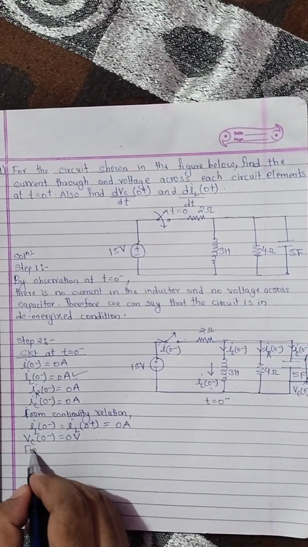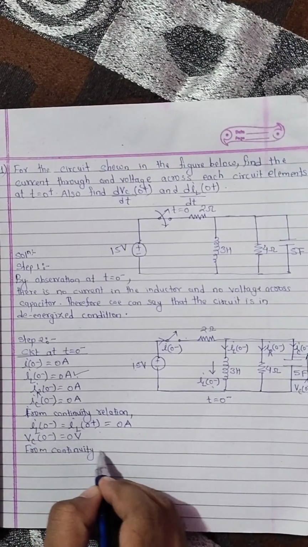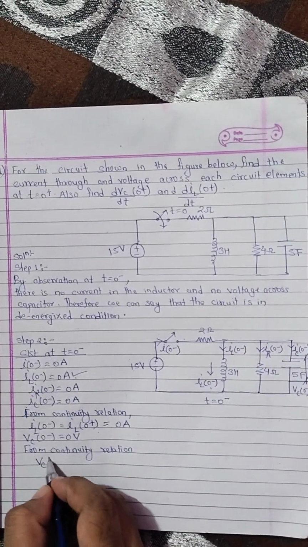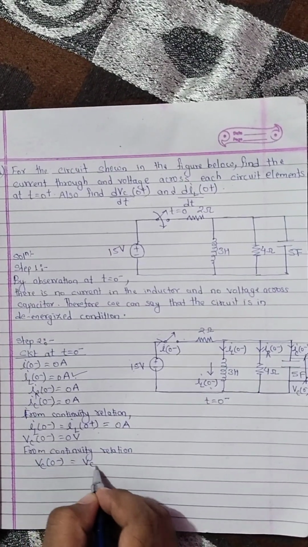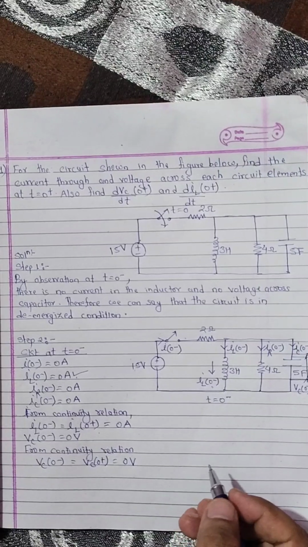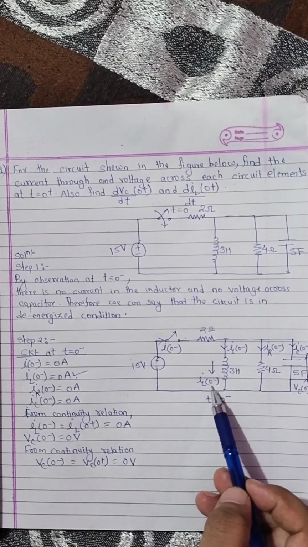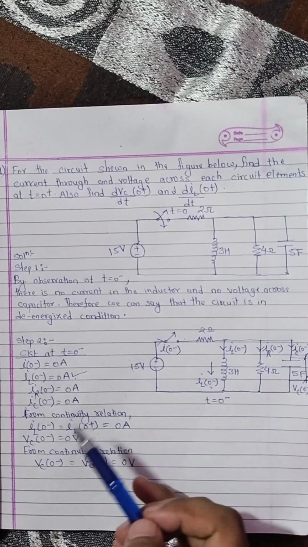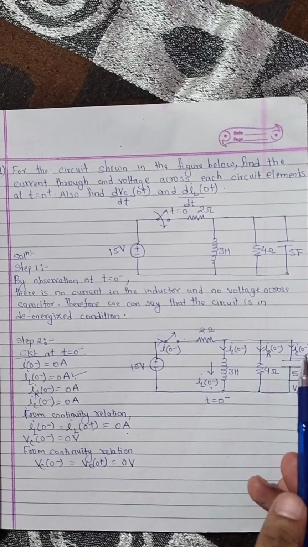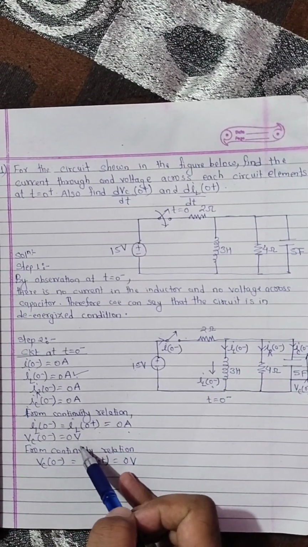Again, from the continuity relation we can say that VC(0-) equals VC(0+) equals 0 volt. So our target was to calculate IL(0-), and IL(0-) is 0 ampere, and the next target was to calculate the voltage across the capacitor, that is VC(0-), and VC(0-) is 0 volt.